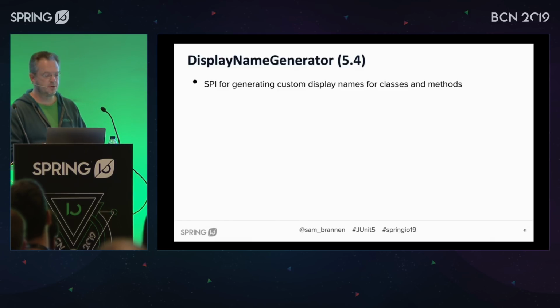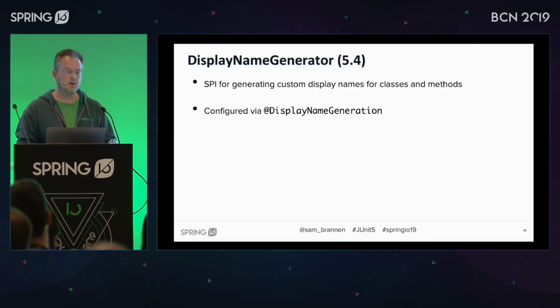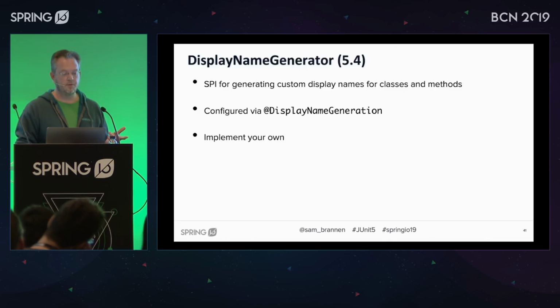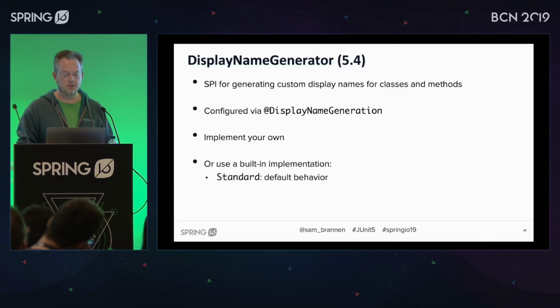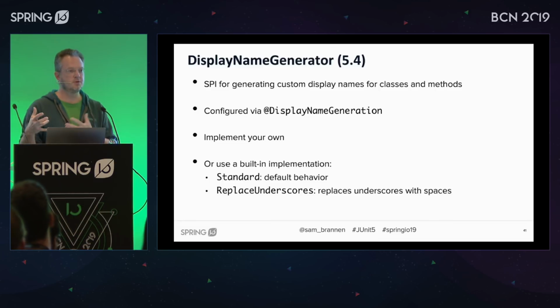So this first one, DisplayNameGenerator, basically allows you to generate a custom display name for classes and methods. You can configure one via the display name generation annotation. You can implement your own if you want to, or you can use one of the built-in ones. Right now we have a standard one that's just the default behavior, and we have one called replace underscores, and not so surprisingly, it replaces underscores with spaces.